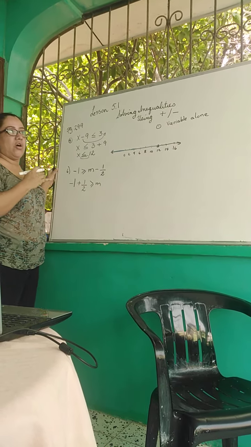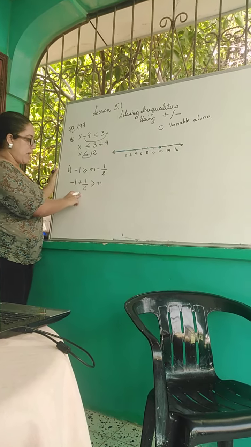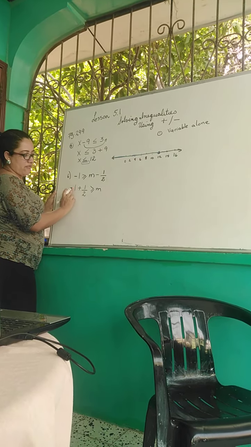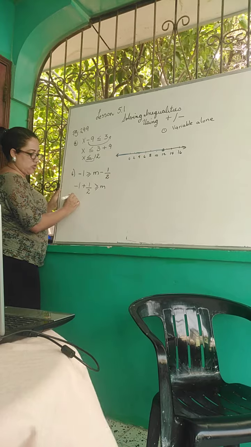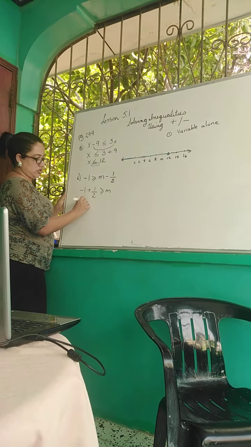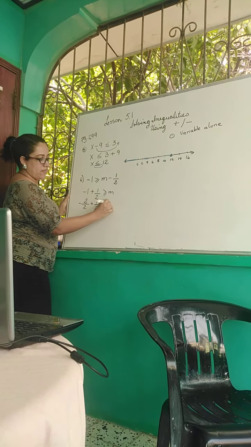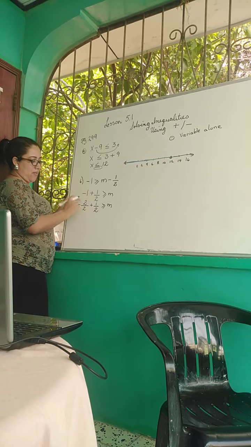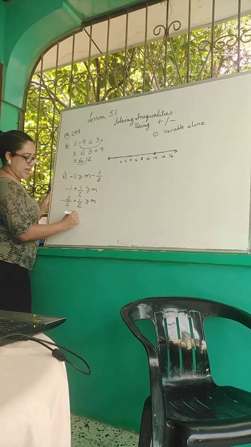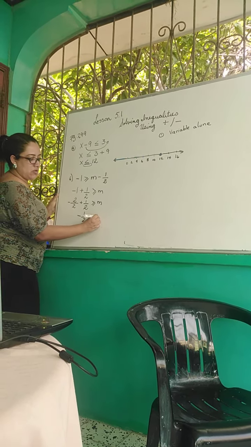Here is where you get all distressed when you're dealing with fractions. Remember, if this is a 1, and if it's adding or subtracting, what are you going to do? You get the common denominator, which will be 2. Negative 2/2 plus 1/2. And what is that? Negative 2 plus 1. Negative 1/2 is greater than or equal to m.